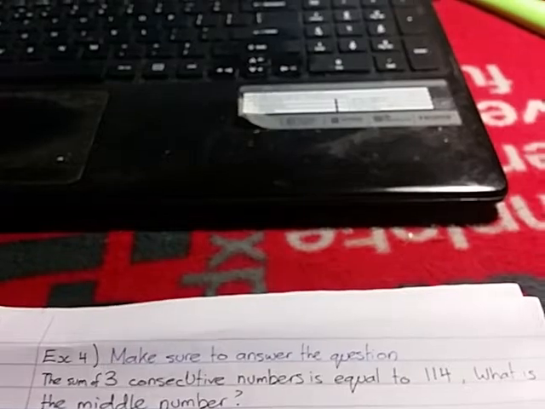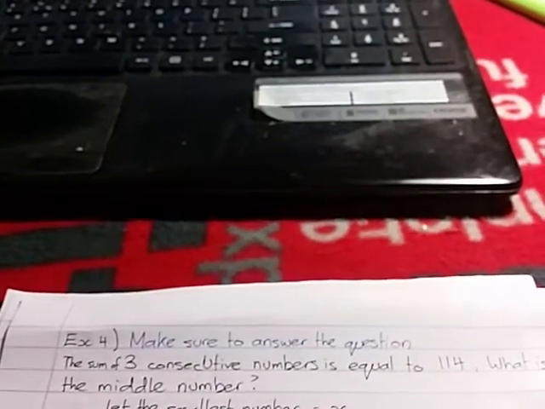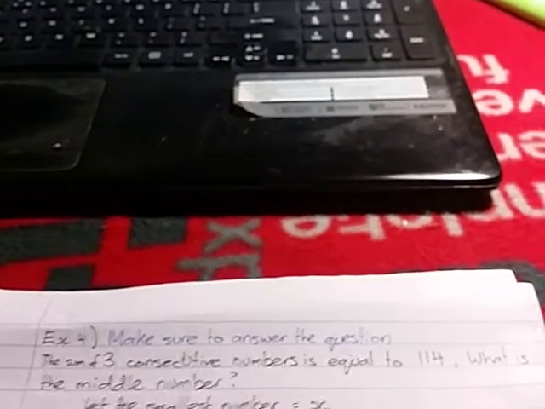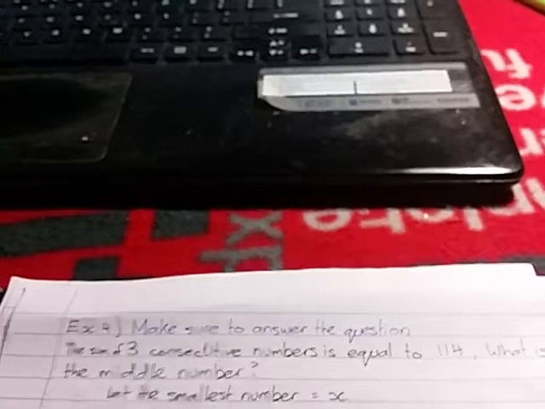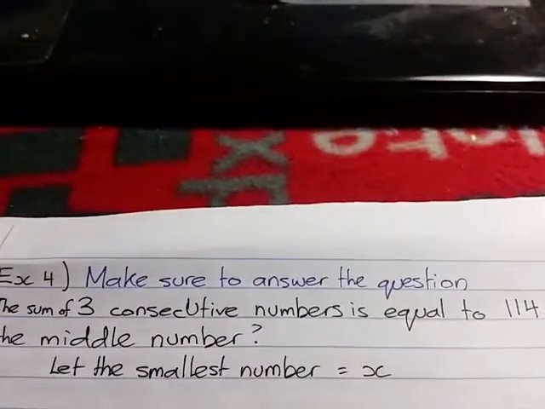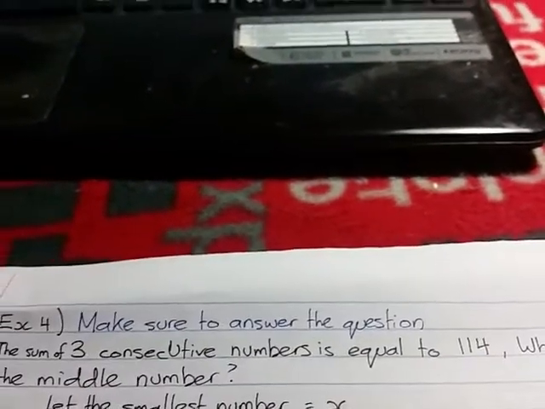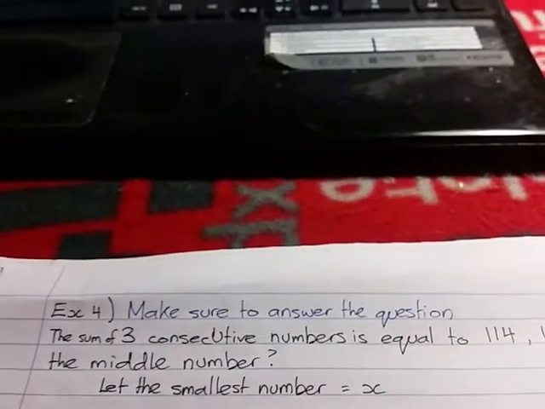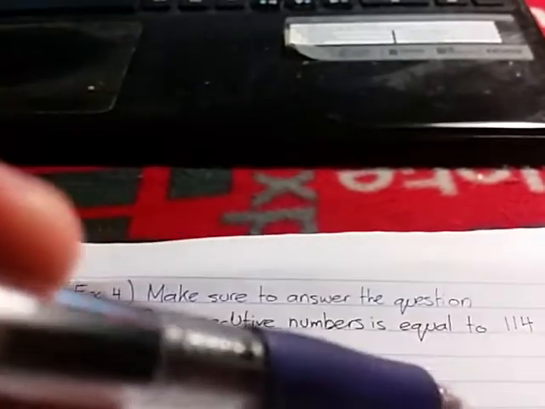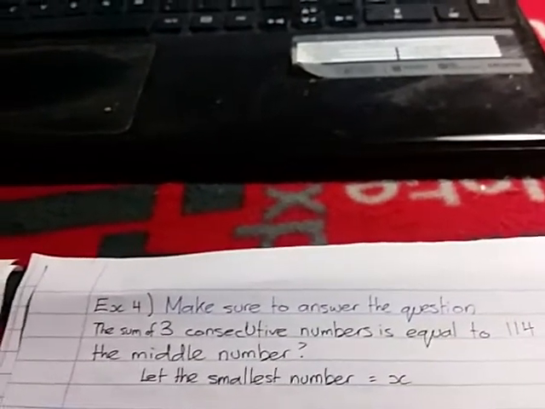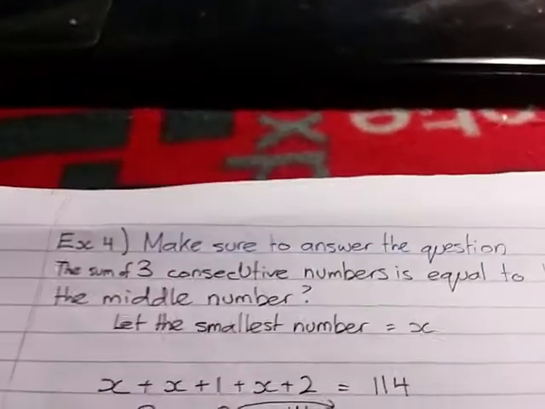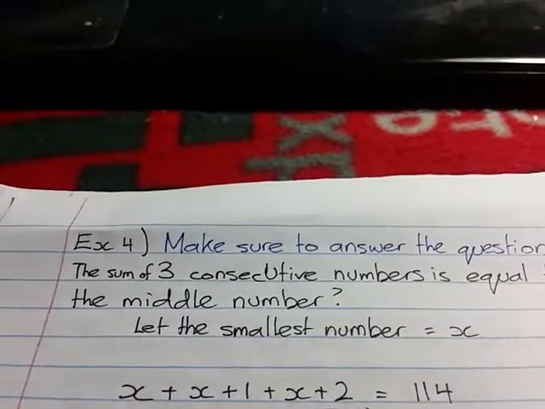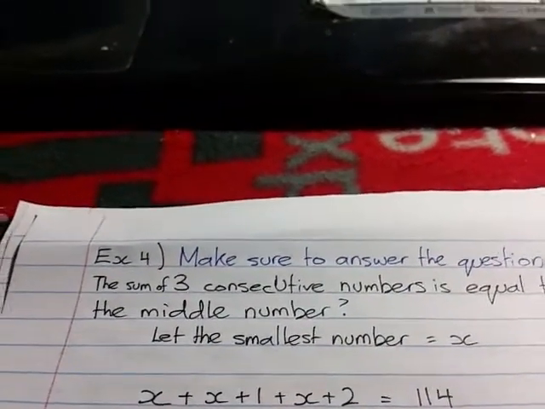Okay, so we're dealing with 3 consecutive numbers. So you have a small number, the one after that, and the one after that. So what I'm doing is I'm letting the smallest number equal x. If the smallest number is equal to x, that means the next one will be x plus 1. And then the one after that will be x plus 2, because consecutive numbers go up in ones. So the sum of them is equal to 114, which means if I add all three of them together, I will get 114.